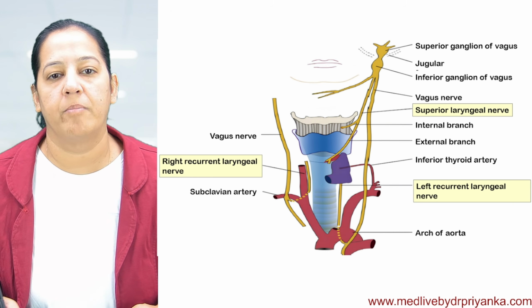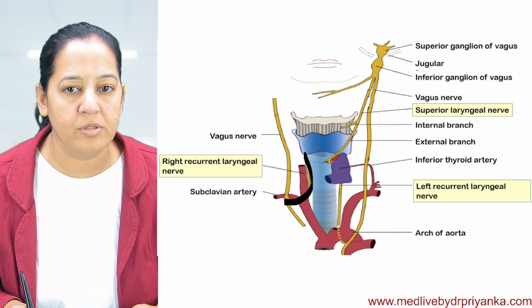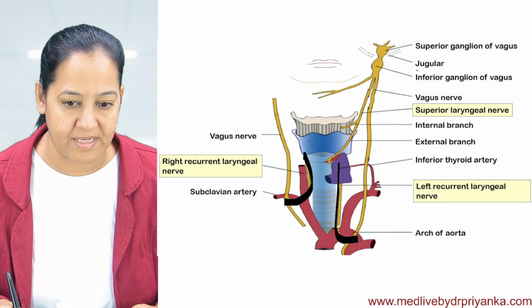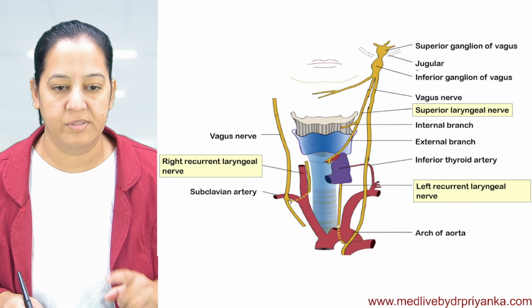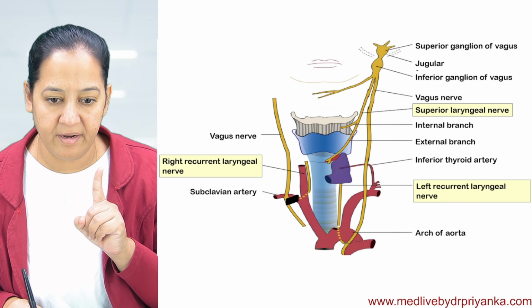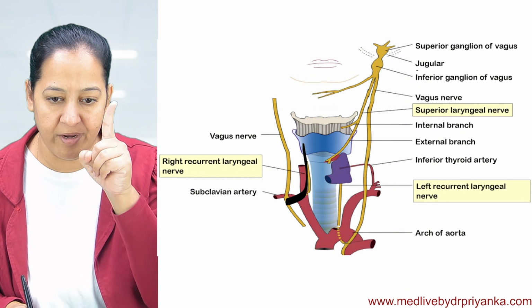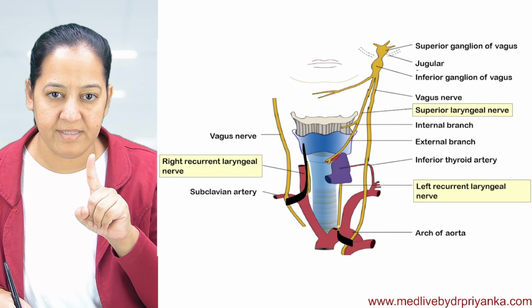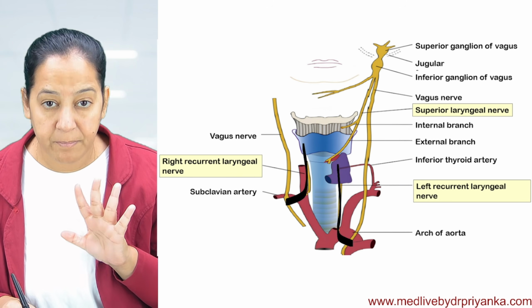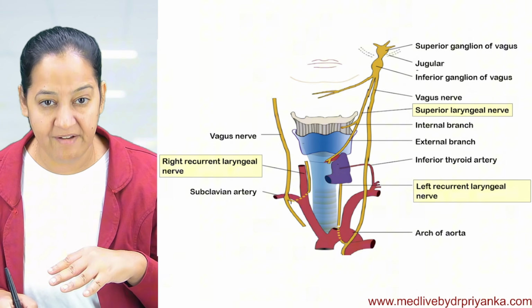It is arising and going upward. So both of them go upward. Can you see the right RLN also goes upward? The left RLN also ascends upward. I'm highlighting both. This is the right RLN arising from the right vagus and going upward. And this is the left RLN arising from the left vagus and going upward. But the point is, they are arising at different levels.